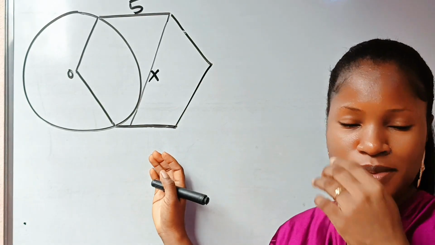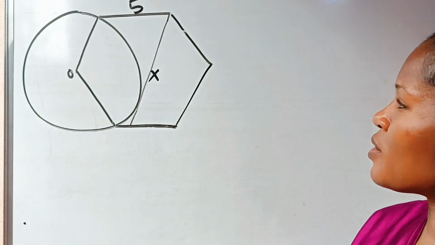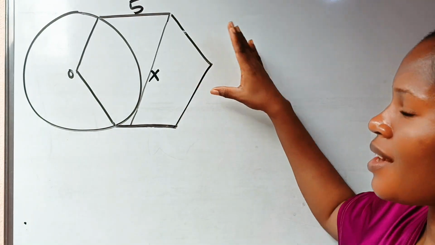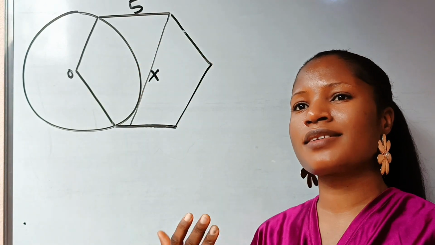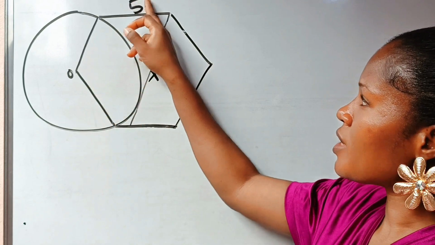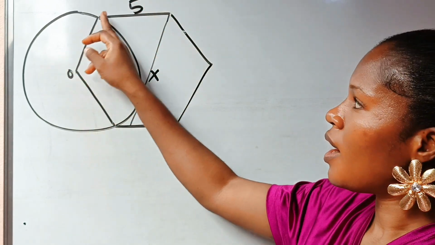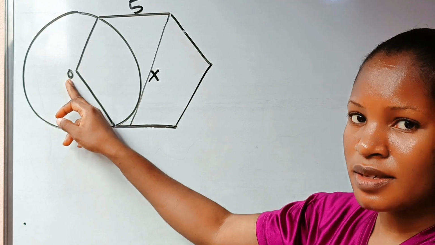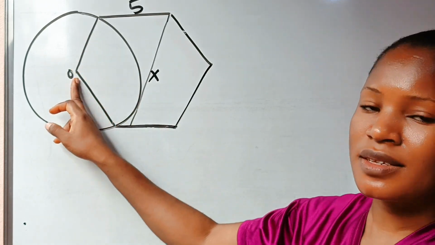Is this really possible? Yes, it is possible, even though the only information given to us is that this is a regular hexagon of side 5. What regular hexagon means is that the sides are equal. So here is 5, here is 5, here is 5, here is 5, here is 5, and here is 5. And these two sides meet at the center of this circle.